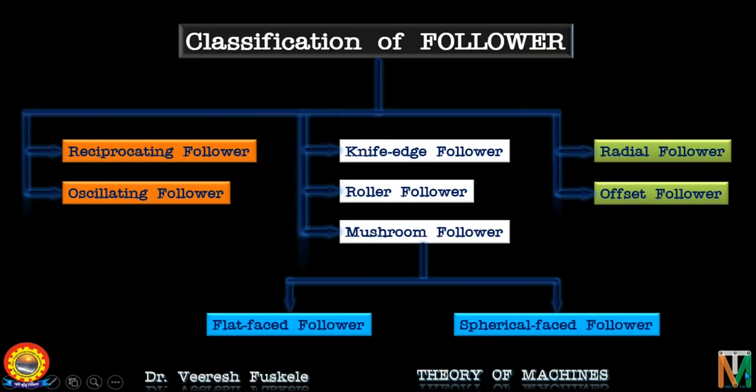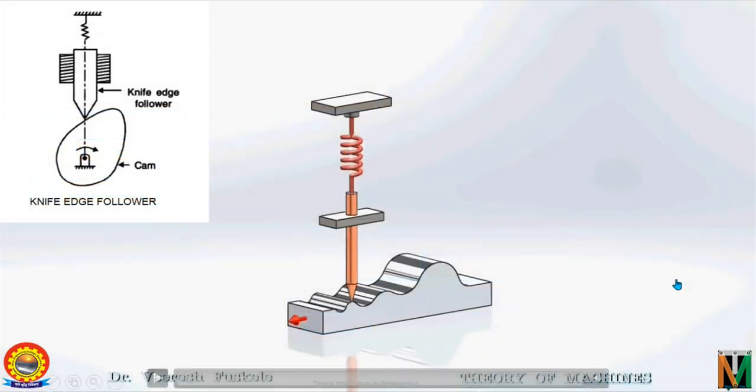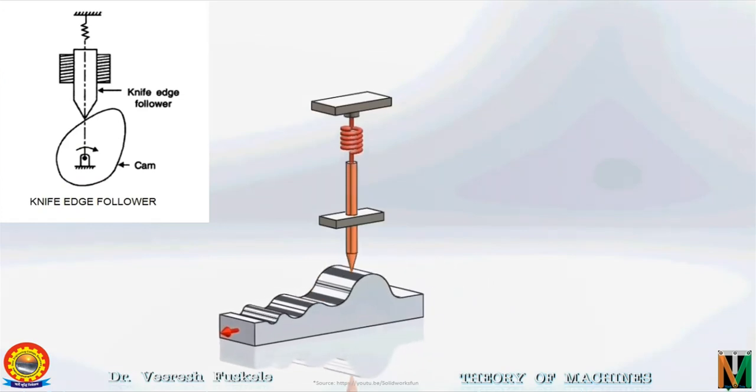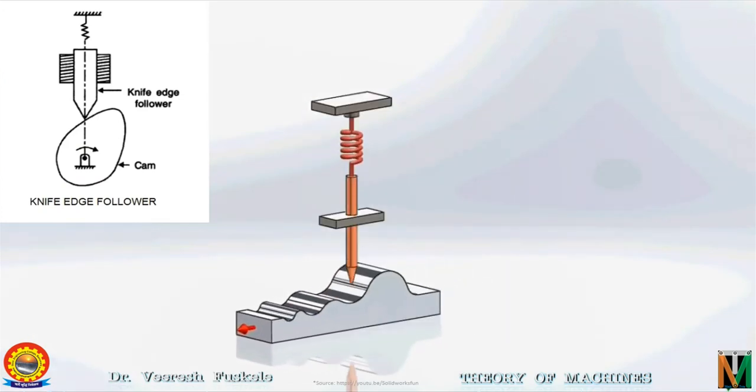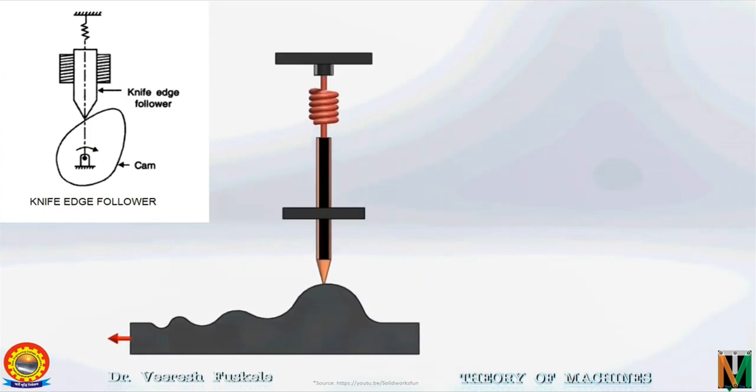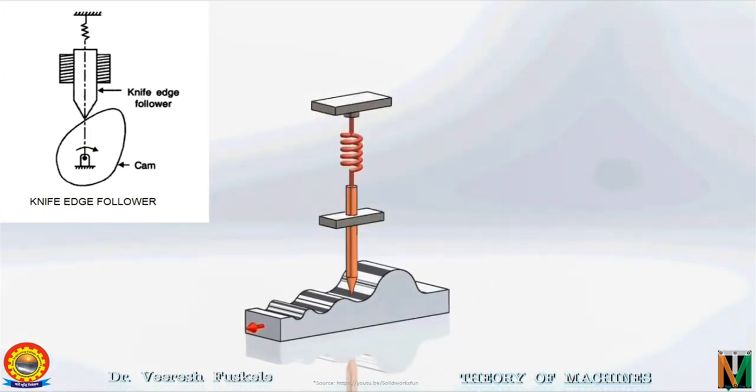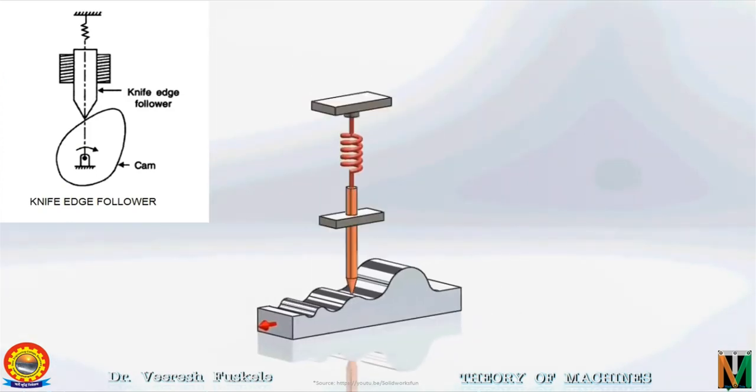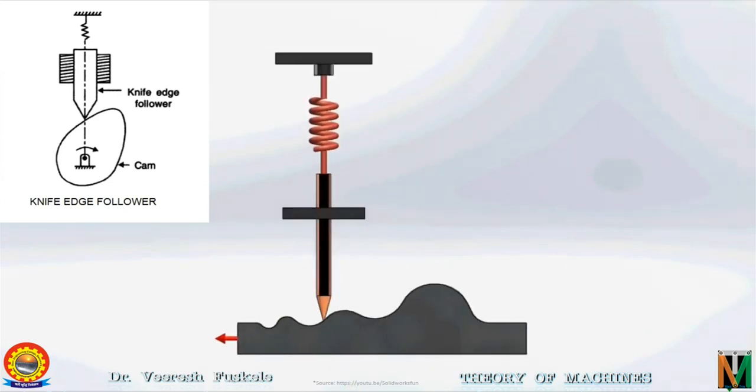Moving ahead to the next classification based on the shape of the follower, we have knife edge follower. So this is a typical knife edge follower. It is quite simple in construction. However, its use is limited as it produces a great wear of the surface at the point of contact.